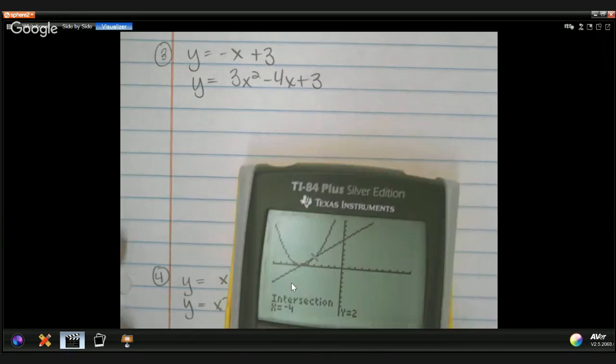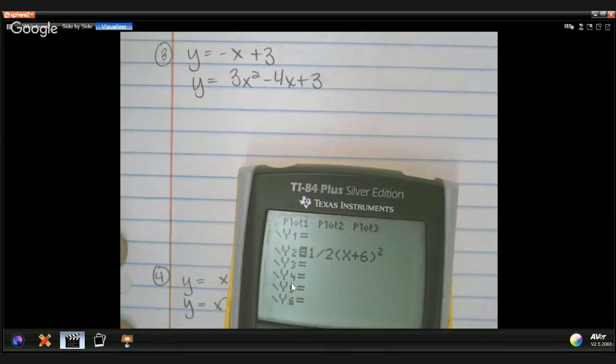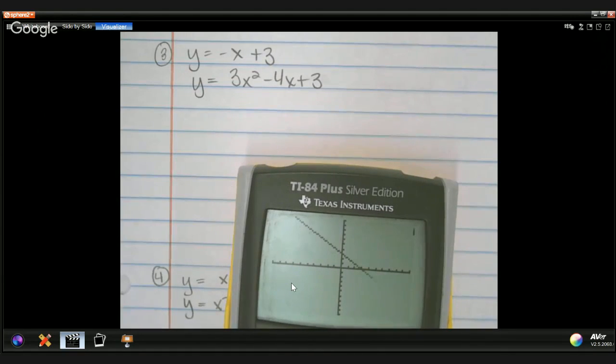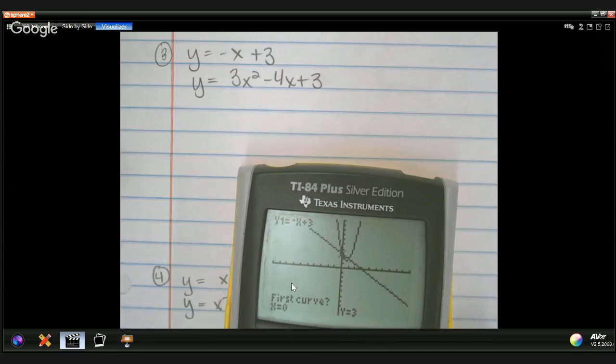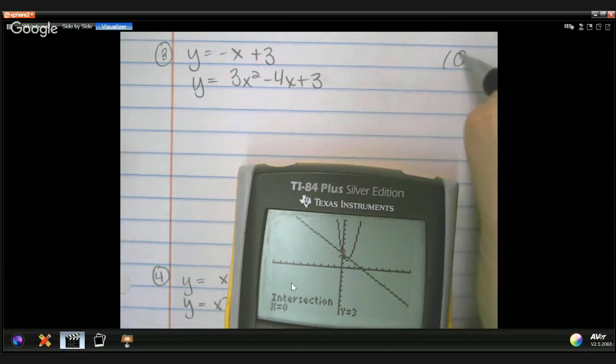Okay, so plugging this in, -x + 3, and 3x² - 4x + 3. There's the first line. There's the quadratic, and it does touch twice. So I could do second trace number 5. Oops, that's 6. Second trace number 5. My intersection's on the first one, so I hit enter until I see it. And the first intersection is at (0, 3).